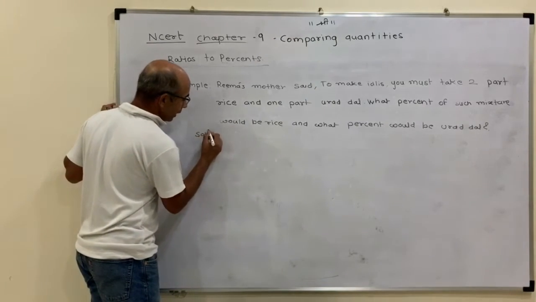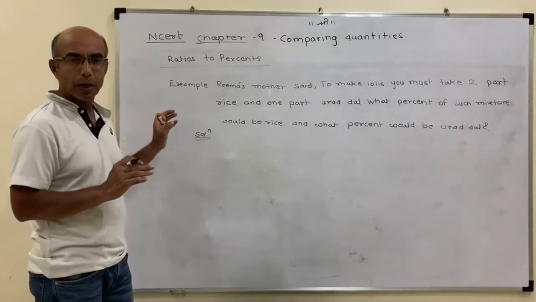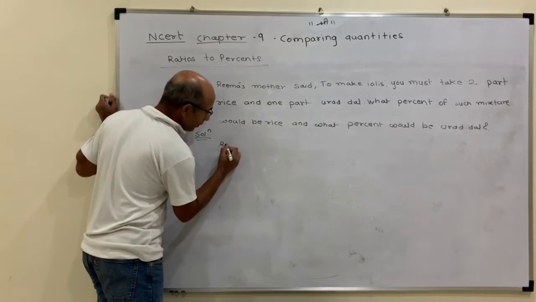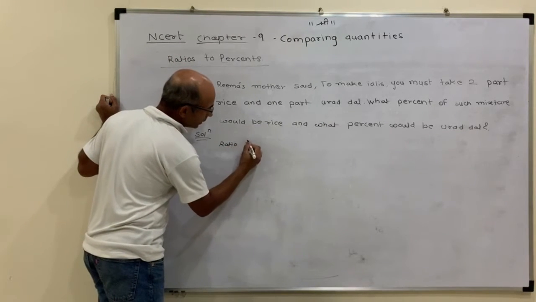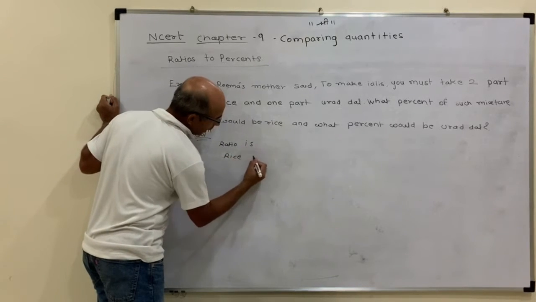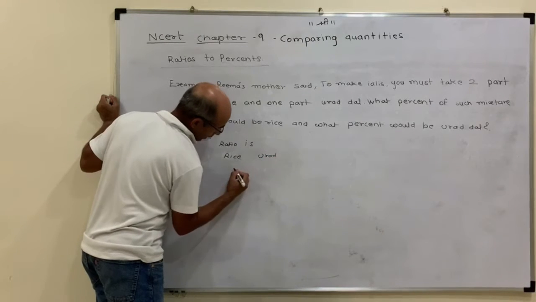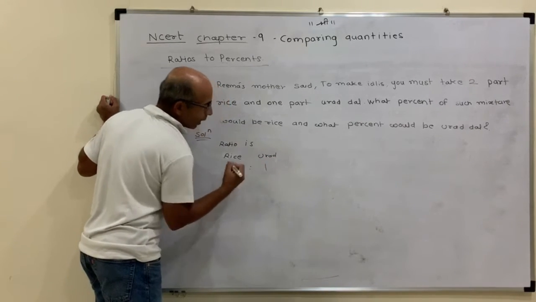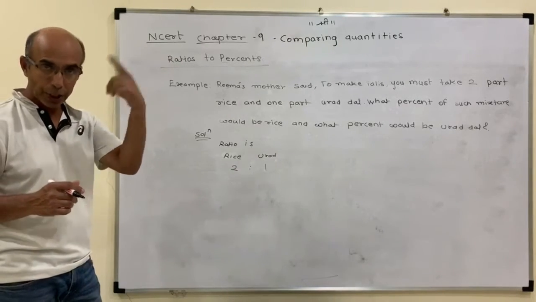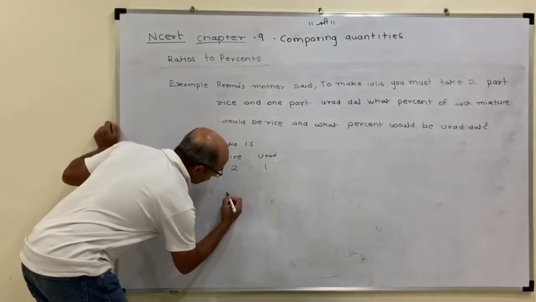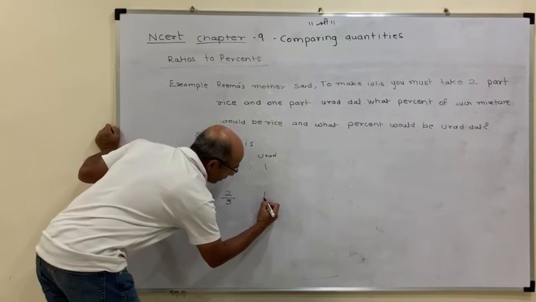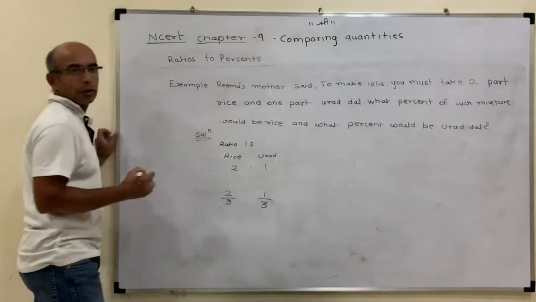So we need to see the ratio we know, and we need to find what that percent is all about. So the ratio is, rice and urad dal, for every 2 as to 1. So now if I am taking the 3 part in total, then out of that, 2 by 3 will be rice and 1 by 3 will be urad dal.